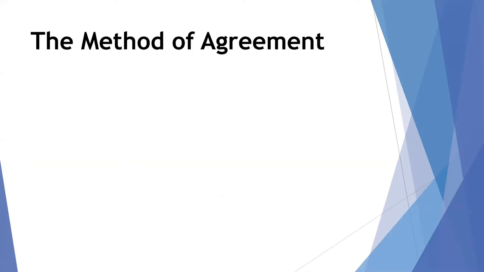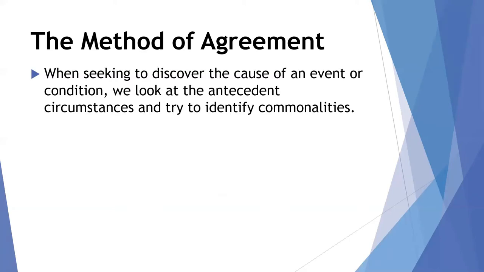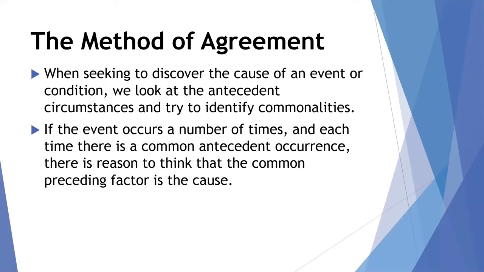The first argument form that we'll look at is the method of agreement. When we're seeking to discover the cause of an event or a condition, we look at the antecedent circumstances and try to identify commonality. We see that the effect occurs on multiple occasions, and we try to find what is similar preceding those occasions. So if the event occurs a number of times and each time there is a common antecedent occurrence, well, then we have reason to think that the common preceding factor is in fact the cause.